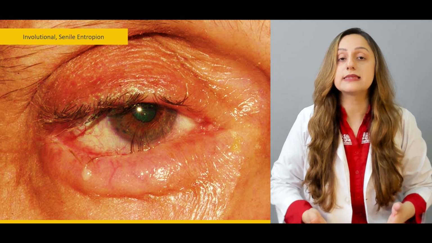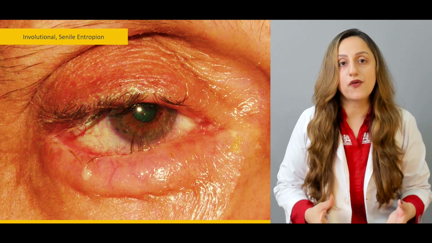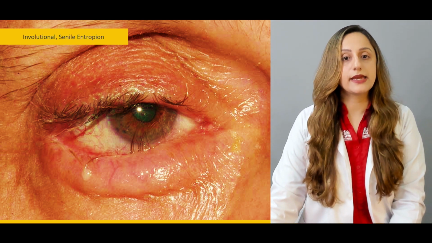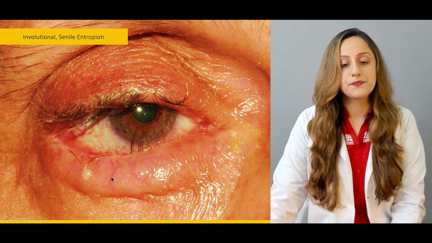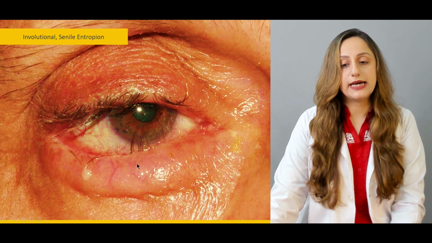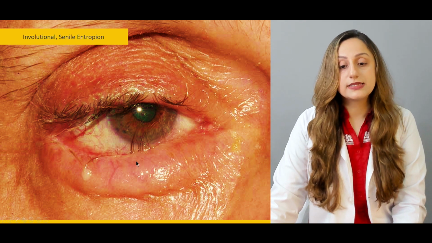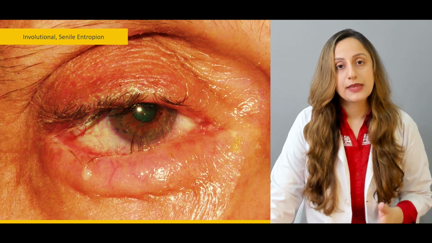And again, this phenomenon in which we have the shortening of the aponeurosis is going to result in this particular case of entropion in the advanced aging of individuals. You can see over here that when we focus on the lower eyelid, there is this inversion phenomenon that is noticed in the lower eyelid.